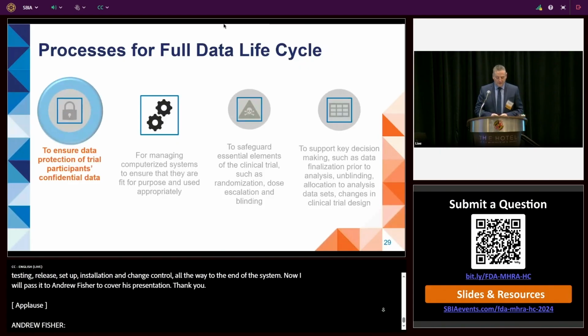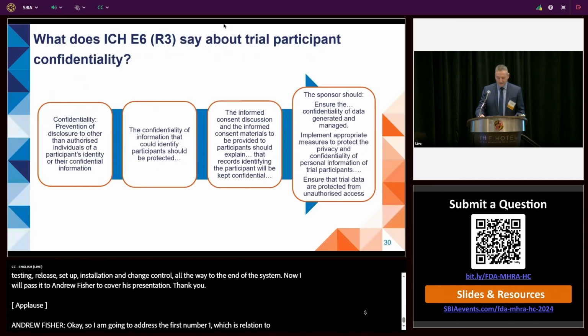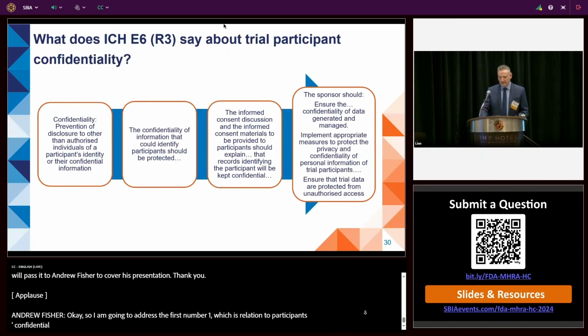Okay, so I'm going to address the first, number one, which is in relation to participants' confidential information protection, with an example. But first, let's see what ICH E6(R3) says about protection of such information.